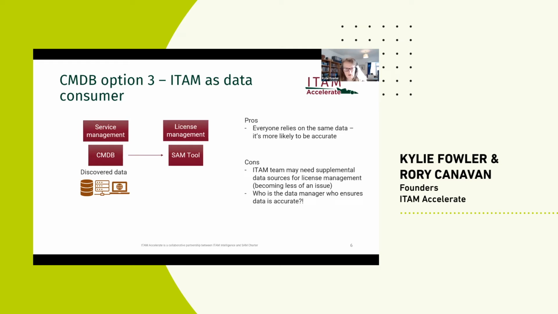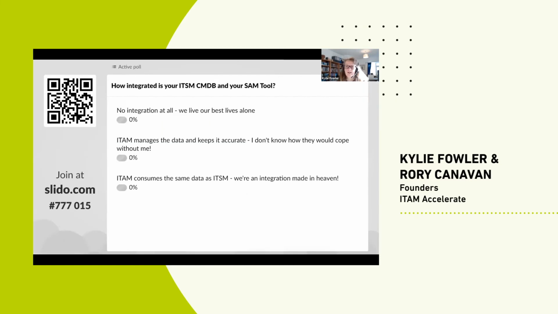So we have a quick poll. If anybody has any questions about these three models, then please do put them in the Q&A box. But in the meantime, I've got a little poll here, just asking what sort of integration you have in your organization. This is Slido, so you can either use your phone to use the QR code to go to the site and the poll, or you can go to slido.com in your browser and then type in the code 777015.